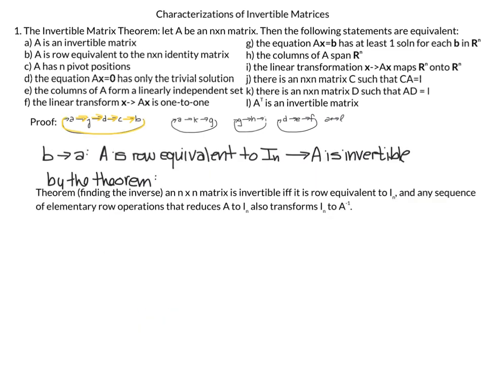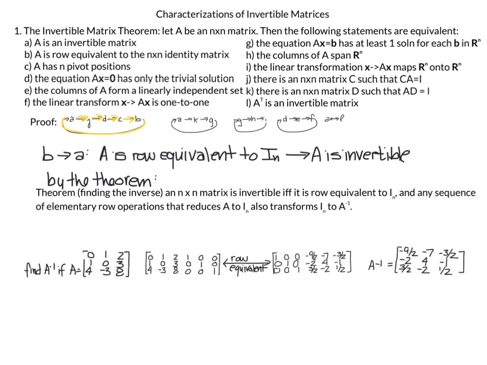And to complete this circle, we're going to show that B implies A, that A is row equivalent to the n by n identity matrix implies that A is invertible. And what we're going to use is that theorem we had talked about in our earlier conversation, that to find the inverse, an n by n matrix is invertible if and only if it is row equivalent to I, and any sequence of elementary row operations that reduces A to In also transforms I to A inverse. And that was that example we had looked at when we were overviewing things.